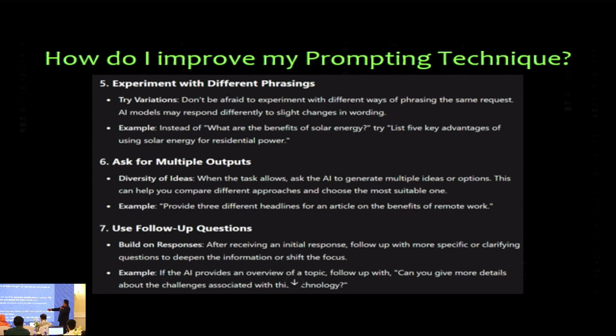So, for example, if AI provides an overview of a topic, follow up with, can you give me more details about the challenges associated with this technology? Ask for multiple options. For example, provide 3 different headlines for an article on the benefits of remote work. So you're saying, give multiple things, right? Like the variation: instead of asking what are the benefits of solar energy, try list 5 key advantages of using solar energy for residential power. So then you get multiple outputs. Different phrasings, and you will get different outputs.